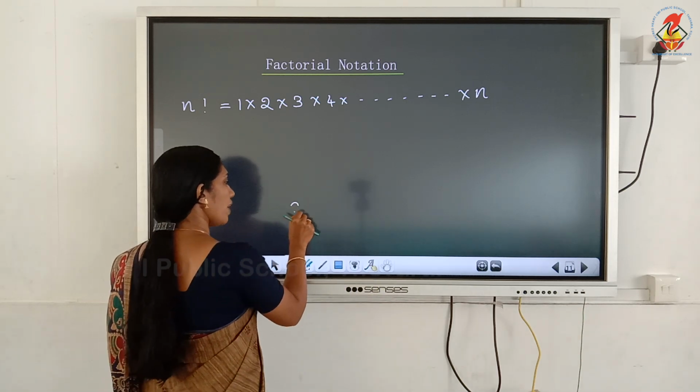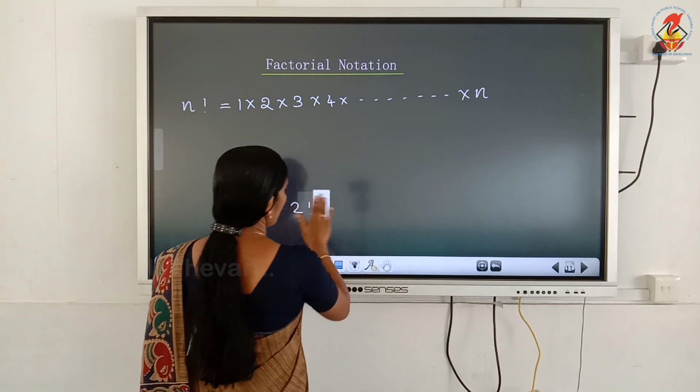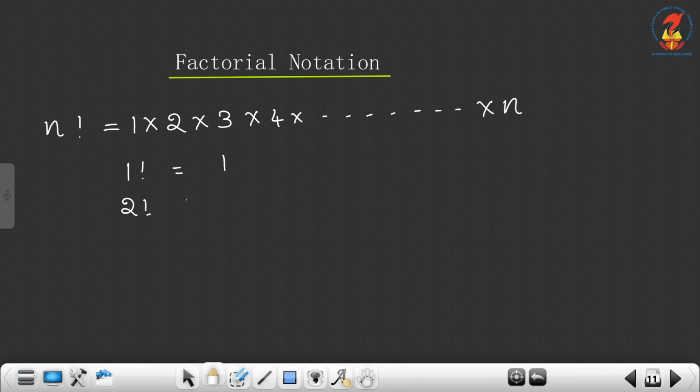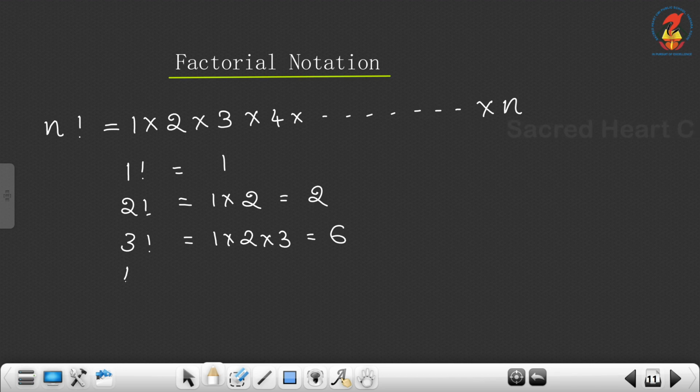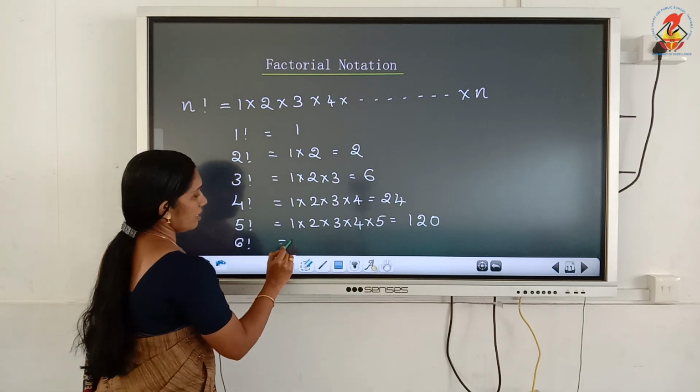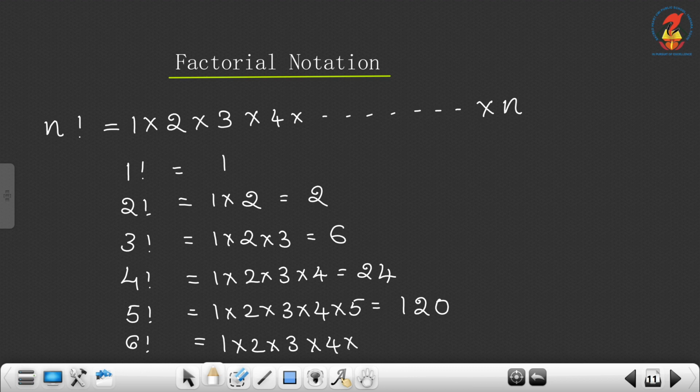So what is 2 factorial? That is 1 into 2, like that. So what is 1 factorial? 1 itself. 2 factorial means 1 into 2. What is 1 into 2? 2. Now what is 3 factorial? 1 into 2 into 3. That is 6. 4 factorial? 1 into 2 into 3 into 4. That is 24. 5 factorial is 1 into 2 into 3 into 4 into 5. That is 120. Then 6 factorial. That is 1 into 2 into 3 into 4 into 5 into 6. That is 720. So like that.